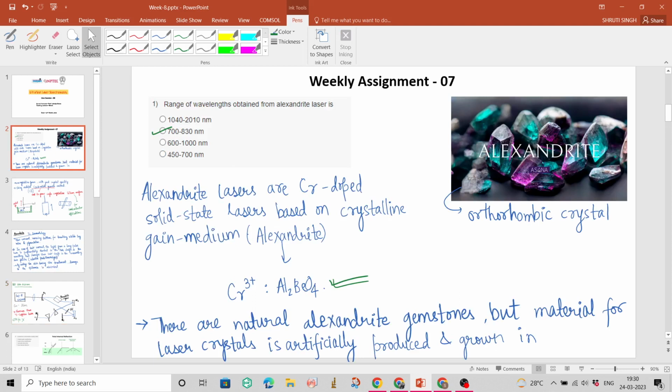The first question was only about the emission wavelength. The emission wavelength is 700 to 830 nanometer, and this comes due to the crystal structure, due to the constituents of the Alexandrite crystal, that is chromium doped Al2BeO4. So that's how this emission is coming.